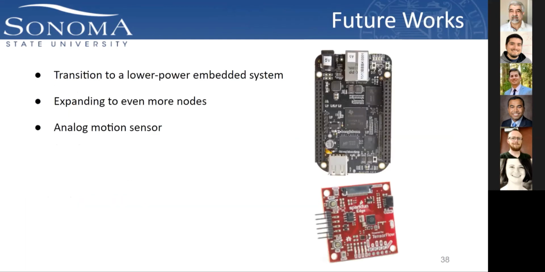Next slide, please. If this project were to be completed, some future works would be transitioning to a lower power embedded system, such as the BeagleBone, which has sleep functionality, which the Raspberry Pi does not have, or switching to a very low power microcontroller able to support TensorFlow, such as the SparkFun Edge development board, might be a good approach to this. Another thing would be expanding to multiple nodes and field testing those, and another would be using an analog output for a motion sensor rather than the digital one we are using for an adaptive motion sensing approach.